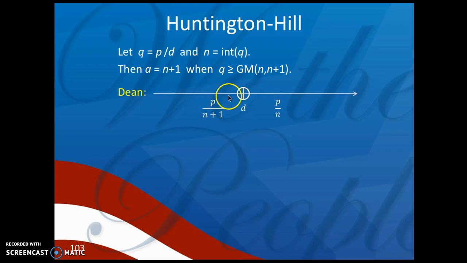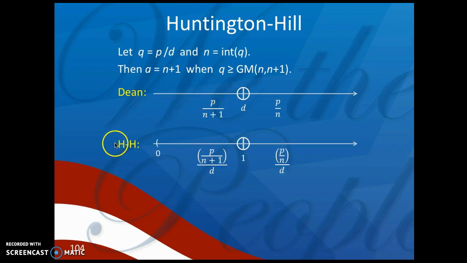So if we look at Dean's method, which we looked at a couple videos ago, the goal was the divisor. Which of these two proportions, the population divided by the bigger number, or the population divided by the smaller number, round up versus round down, what number is closer to the divisor? And that Dean ended up actually being the harmonic mean rounding. Huntington-Hill took a different approach. When I said a second ago that this was a unitless system, they said, what if we divide everything by d? So instead of the target being the divisor, we're going to make the target 1.